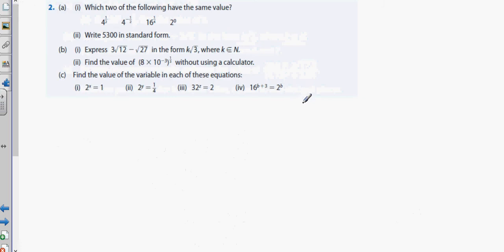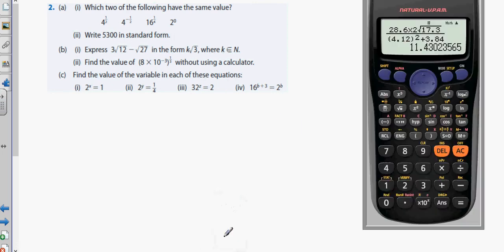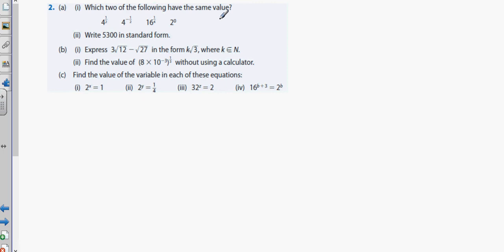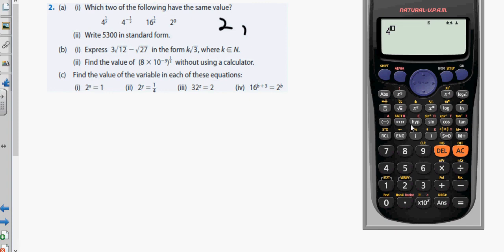Which of the following have the same value? Okay. So what we have to figure out is which of these have the same value. So we can put in 4 to the power of a half. Now we know 4 to the power of a half is 2. Okay. The next one is 4 to the power of minus a half. And that's going to be a half.